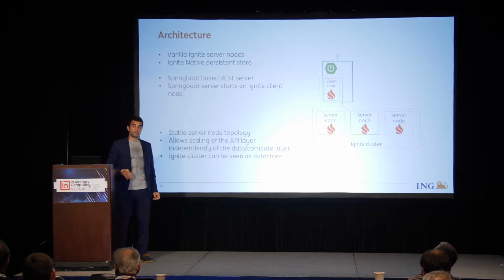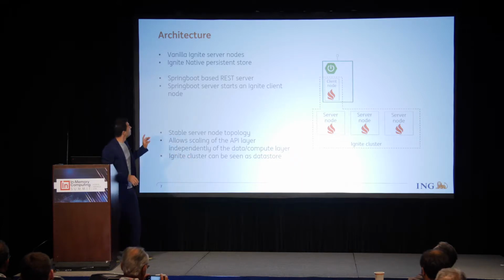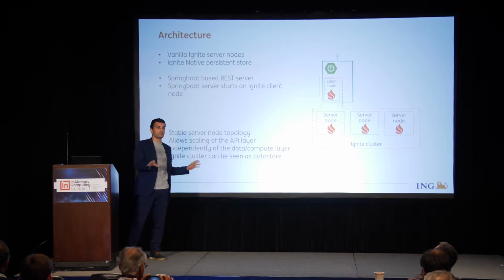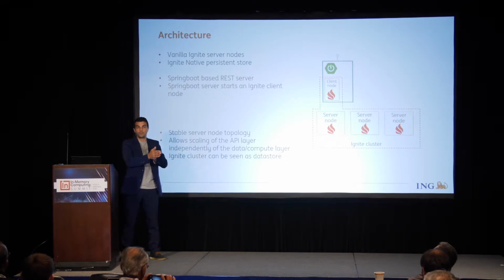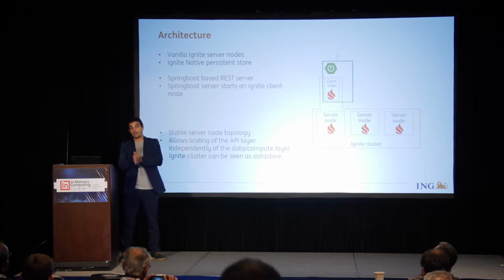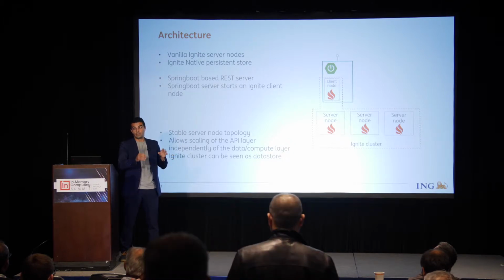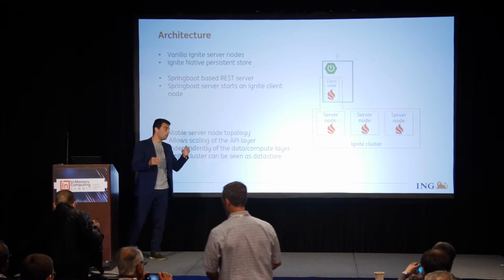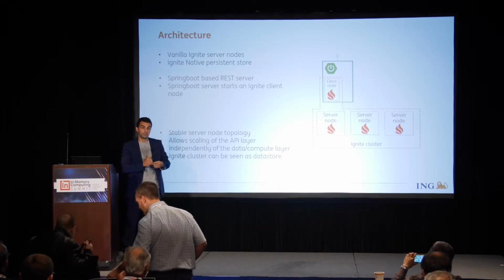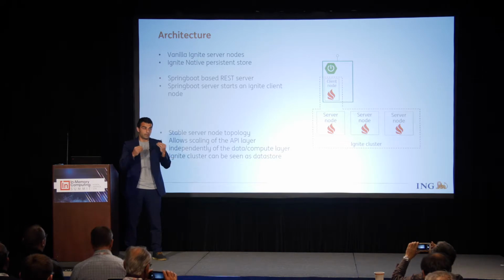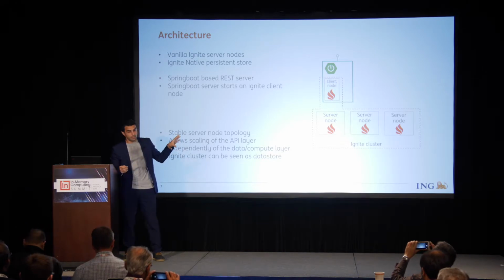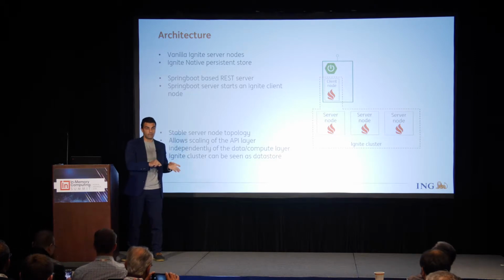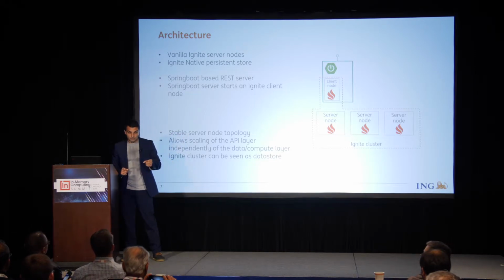The architecture that we explored is the following. We would have an Ignite cluster of server nodes that would be vanilla server nodes, so no jar deployed on them except the Ignite jar. Nothing specific from the application. The nodes will start in the same cluster. They will have Ignite persistence enabled, but nothing from the application. And then we would have a Spring Boot application starting a client node that would connect to this cluster.